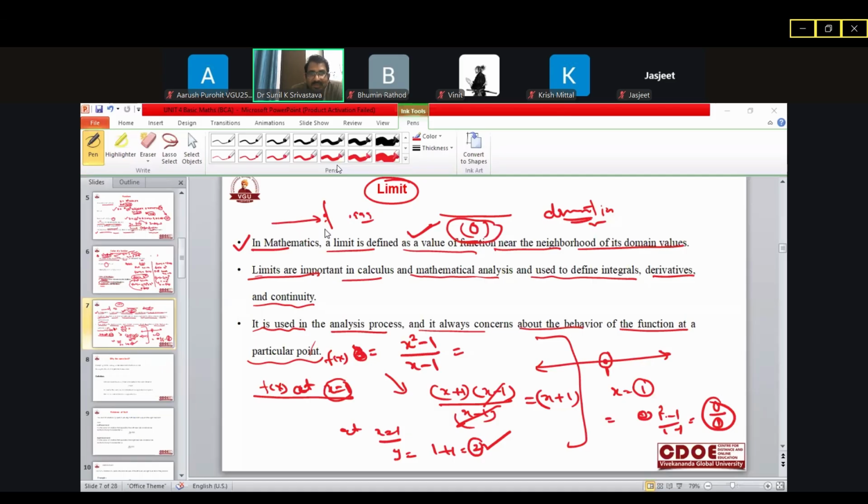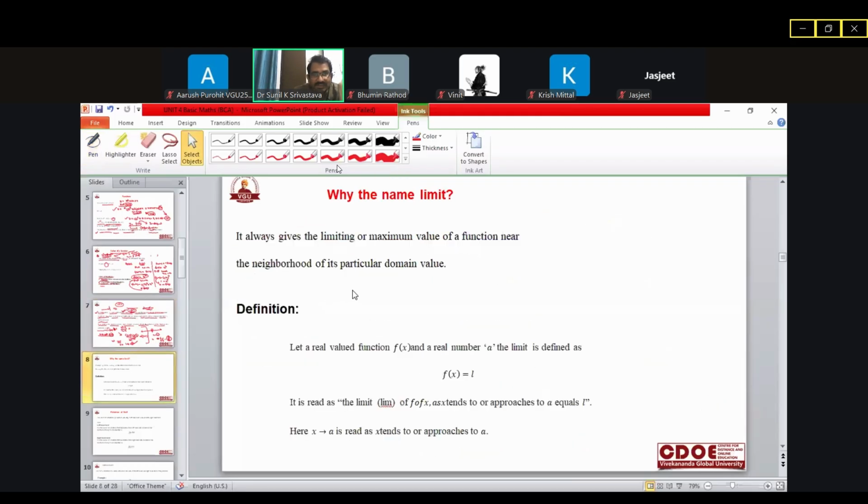Okay. So this is the concept. Some students are very much aware of the concepts, so we can understand the concept of limits. How do we define the concept of limits here? We move across the points. Why the limits? Why the name limits?